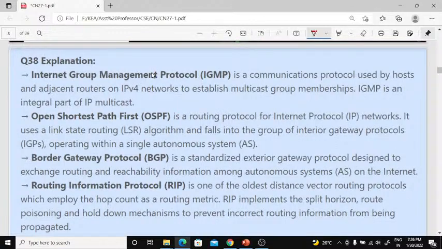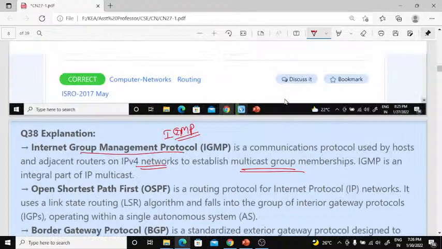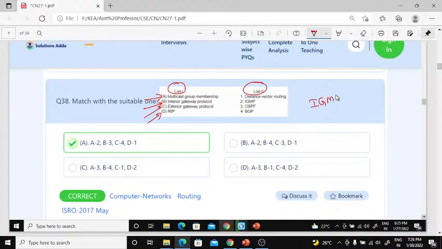Internet Group Management Protocol, that is IGMP, is a communication protocol used by hosts and adjacent routers on an IPv4 network to establish multicast group membership. IGMP is an integral part of IP multicast.